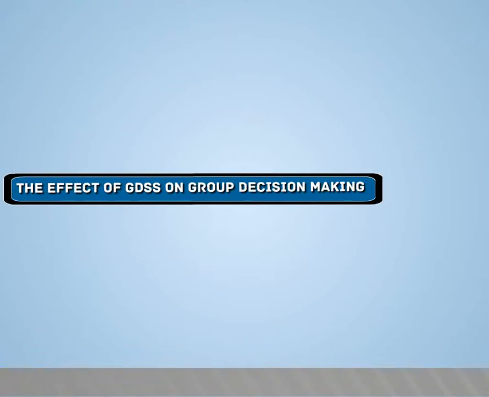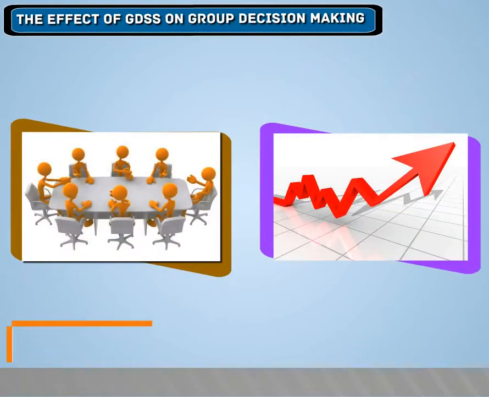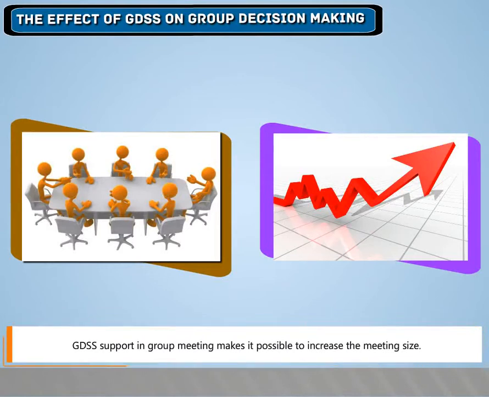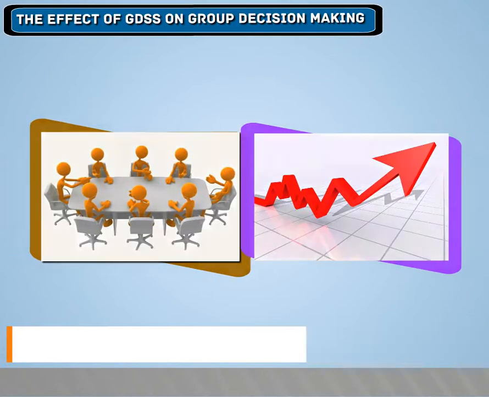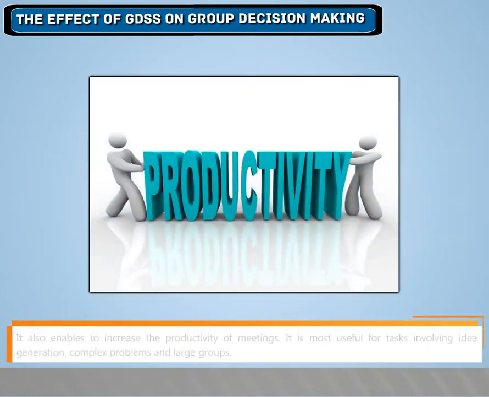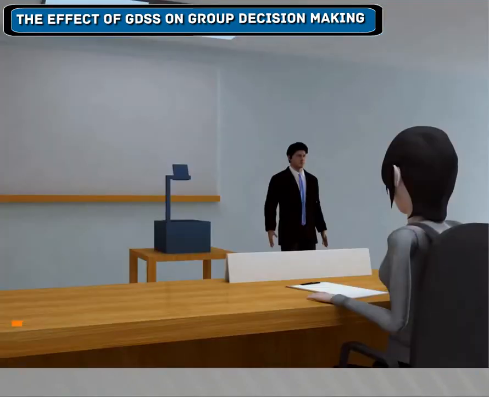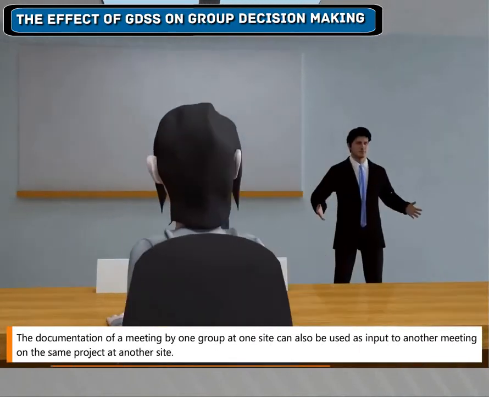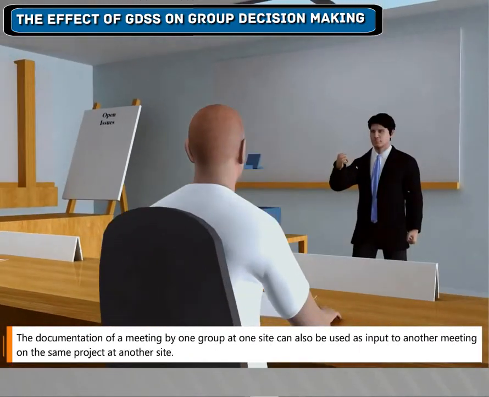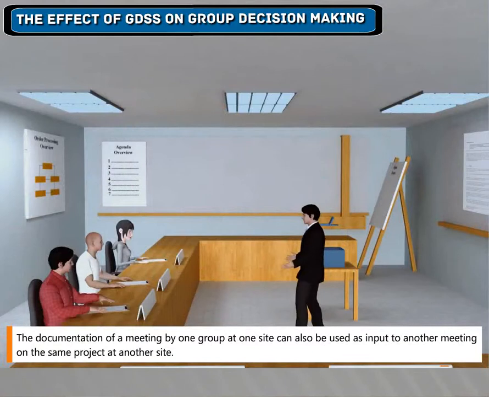The effect of GDSS on group decision making. GDSS support in group meeting makes it possible to increase the meeting size. It also enables to increase the productivity of meetings. It is most useful for tasks involving idea generation, complex problems, and large groups. The documentation of a meeting by one group at one site can also be used as input to another meeting on the same project at another site.